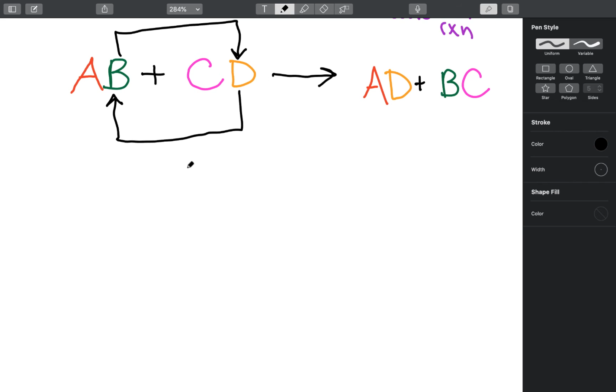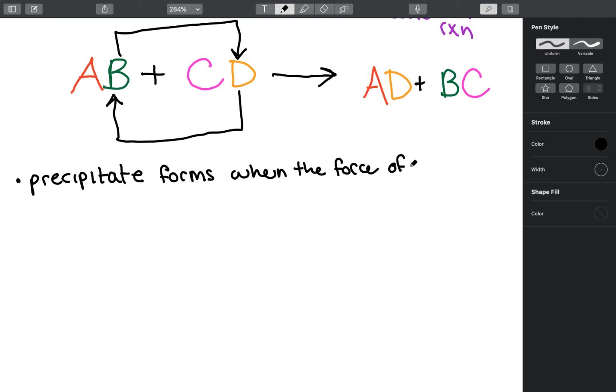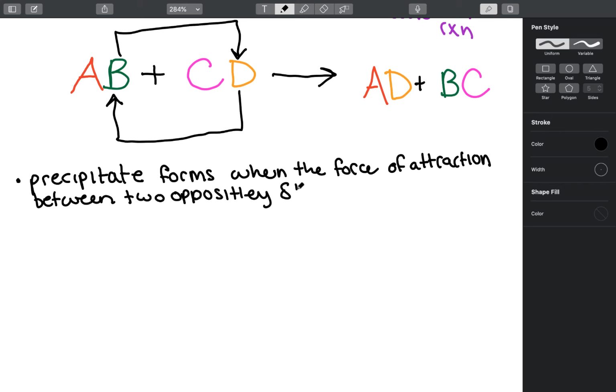So how does precipitate form? Well, precipitate, or insoluble product, forms when the force of attraction between two oppositely charged ions is too strong for water to keep them apart.